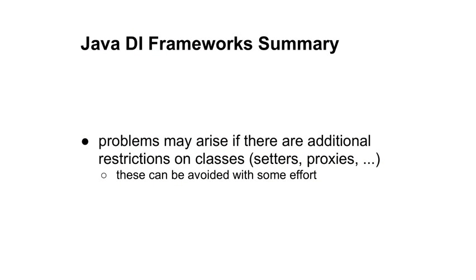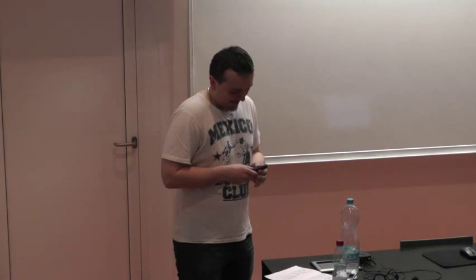And you may see some issues, as you see here, with the setters and proxies, which may bring some troubles, but the troubles are not insurmountable. You can work around or avoid them. So something you have to keep in mind, but I think it's not a really big deal. So that's all for dependency injection frameworks from Java, and we'll move on to something else.